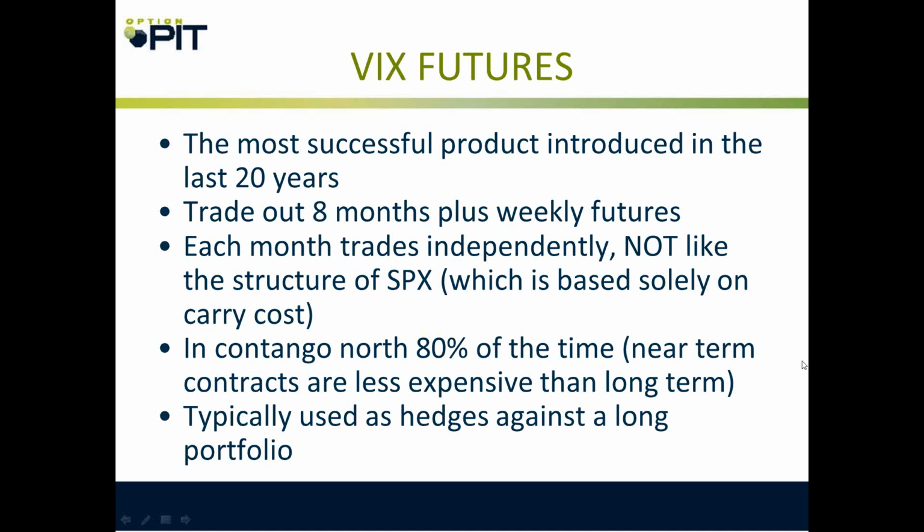In the S&P 500, the March future and the June future correlate at like 99%. The only difference is cost of carry. Meanwhile, the VIX futures do not correlate like that. The front month future at about 30 days to expiry is going to move very differently than the 60-day future, which is going to move very differently than the 90-day future.